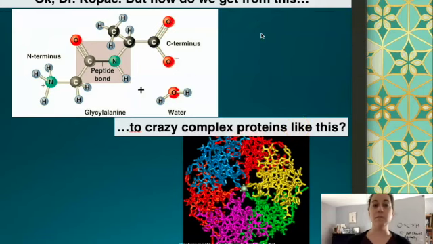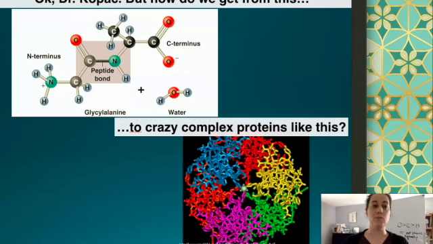How do we get from a very simple 2 amino acid peptide to a complex protein like this? Well, now we need to start talking about protein folding and different levels of protein structure. So, protein structure has 4 different levels.